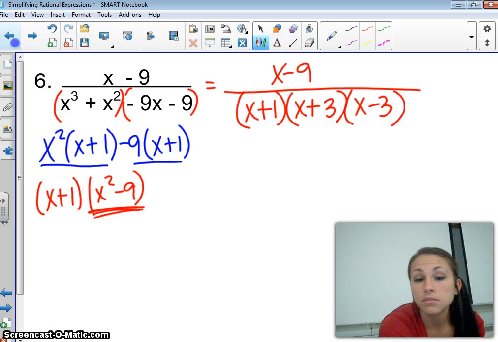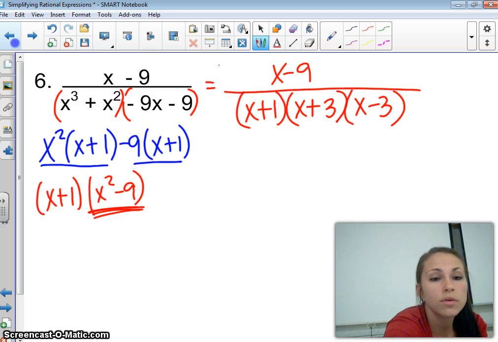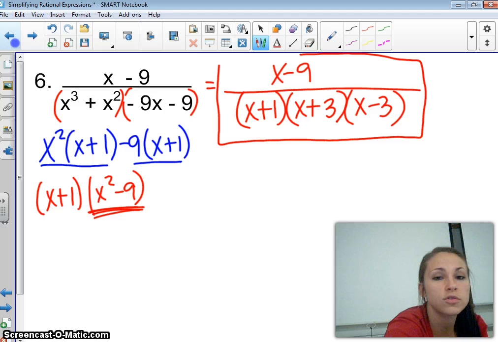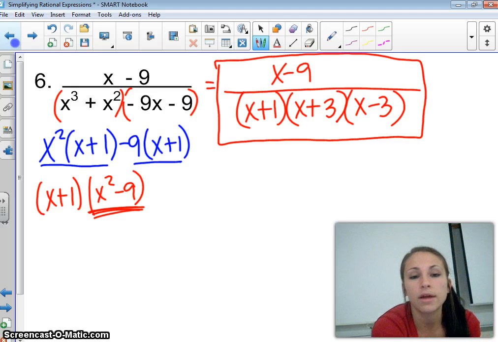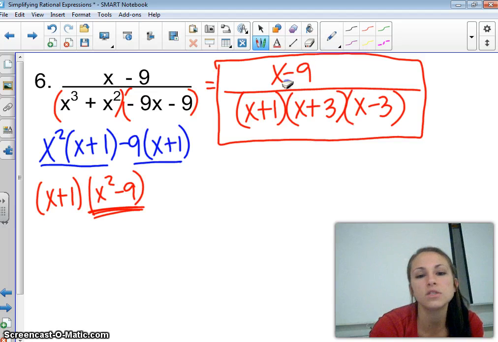Sometimes you may not have to cancel anything out, or you may not be able to. So this one is one of those where we can't cancel anything out after we factor, and so there's my final answer. And the reason that we would leave it in this form or want to factor it out is because later in this unit we're going to get to asymptotes. And so if it's in this format with all the factors in the bottom, it's much easier to find vertical asymptotes of this function.